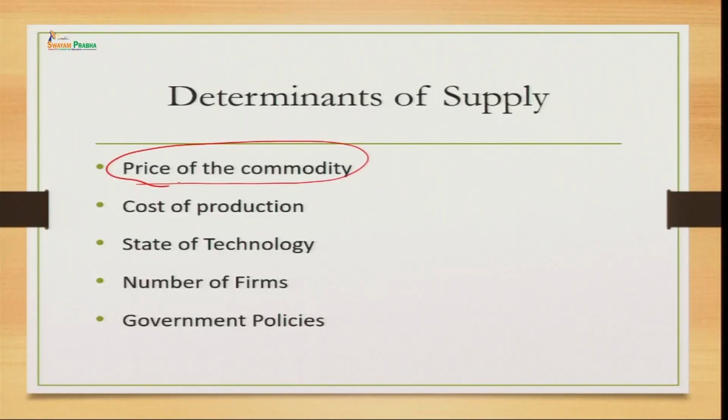And again, the most prominent factor is the price of the commodity. As in the case of demand, we have the price of the commodity, and how it has affected the demand of that commodity. Same in the case of supply, the price of that commodity will have a major impact, and here it is having a positive relationship. Now, let us move to the next point, where we are going to understand the supply function.